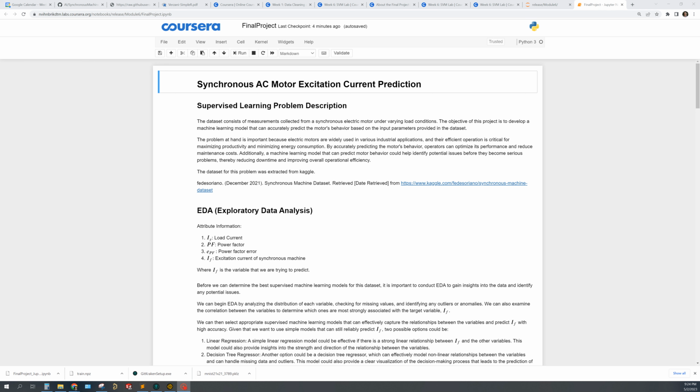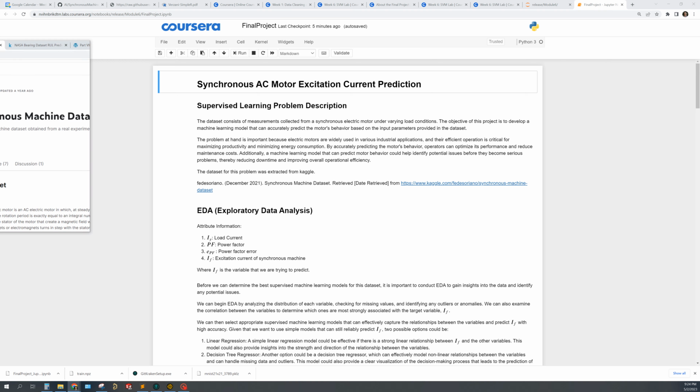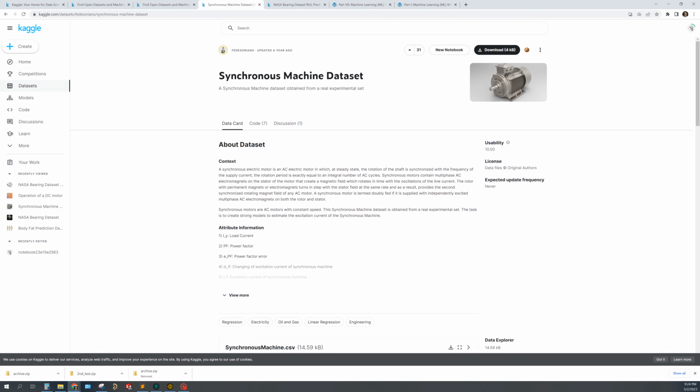As an embedded systems engineer that's dabbling in the AI realm, this is a very, very applicable problem in my world. So that's why I chose this. So I'll start here.